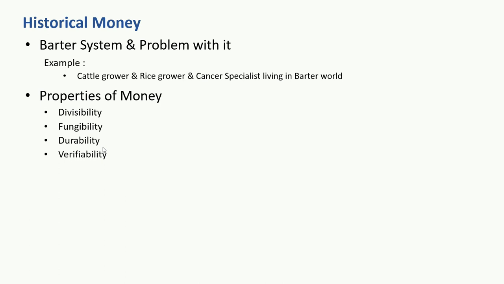Okay, and since it's a cattle, is there any way that he could go and say, I give you half of a cattle today and half tomorrow? That's not going to work, right? So this is the first problem, the divisibility problem.